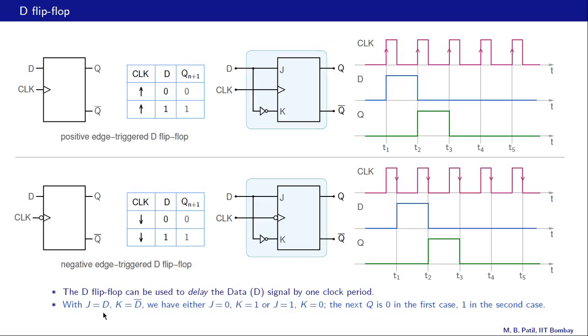With J equal to D and K equal to D bar, we have either J equal to 0, K equal to 1, or J equal to 1, K equal to 0, and therefore the next Q is 0 in the first case and 1 in the second case. This we have already discussed. Instead of a JK flip-flop, an RS flip-flop can also be used to make up a D flip-flop with S equal to D and R equal to D bar.